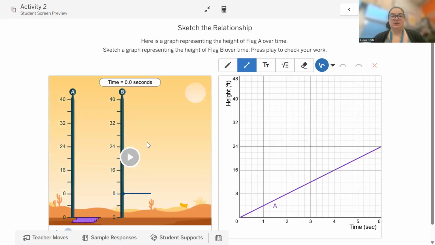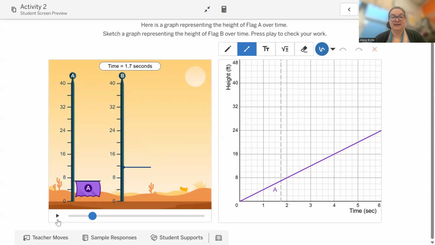Okay. So here is a graph representing flag A over time. Sketch the graph representing flag B over time. So this one, it has that head start just like the one turtle did last week. It's starting at 8. So because of that head start, it is not proportional. It is not going to start at 0, 0. Because at 0 seconds, this flag is actually at 8 feet. So at 0 seconds, we want to put a point at 8 feet. It has this head start right here. Okay.